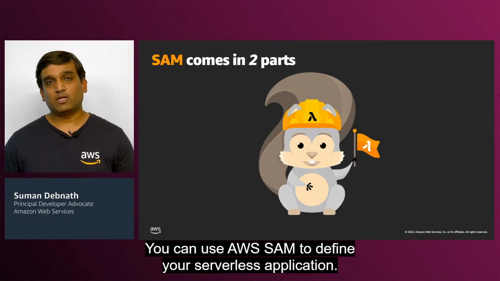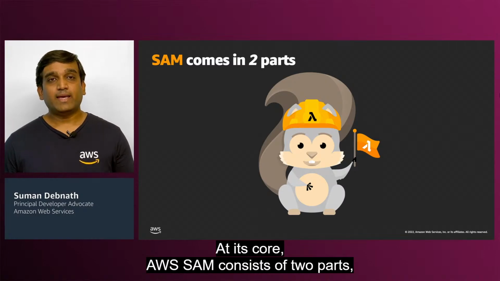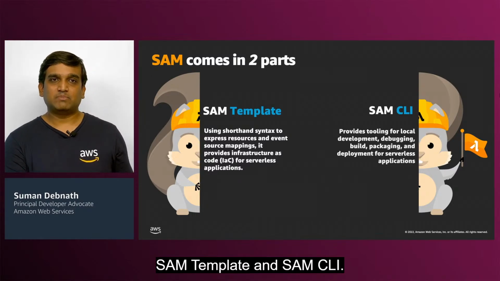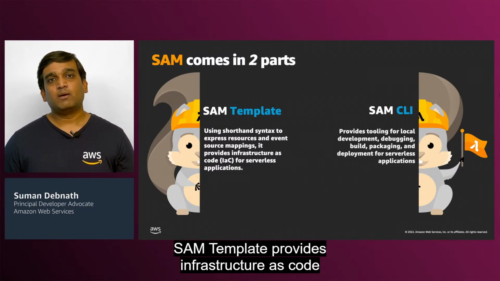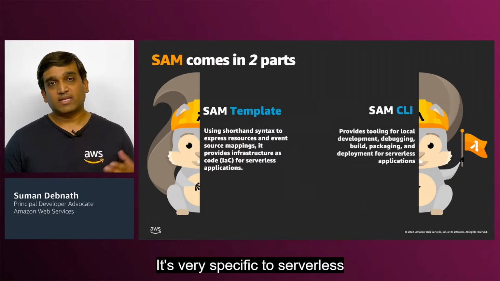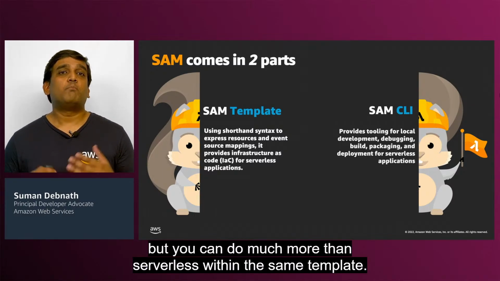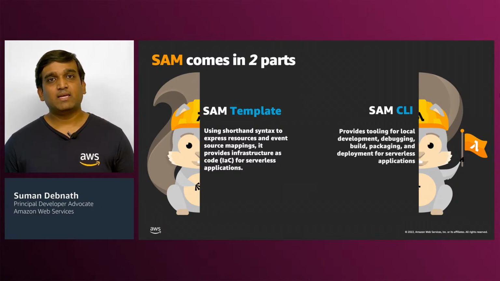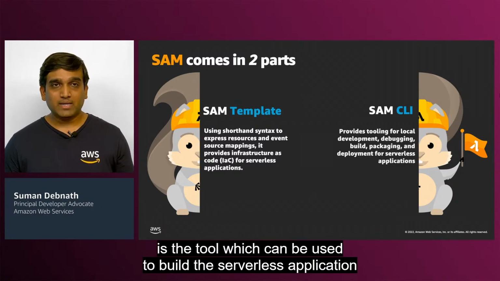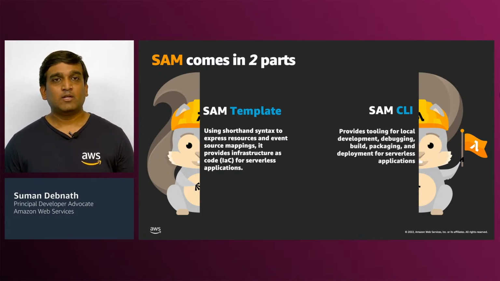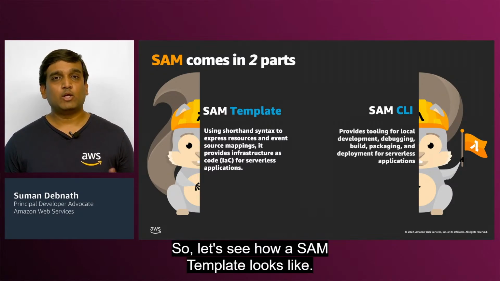You can use AWS SAM to define your serverless application. At its core, AWS SAM consists of two parts, SAM template and SAM CLI. SAM template provides infrastructure as code for your serverless application. It's very specific to serverless, but you can do much more than serverless within the same template. And SAM CLI is the tool which can be used to build the serverless application that are defined by the SAM template. So let's see how a SAM template looks like.